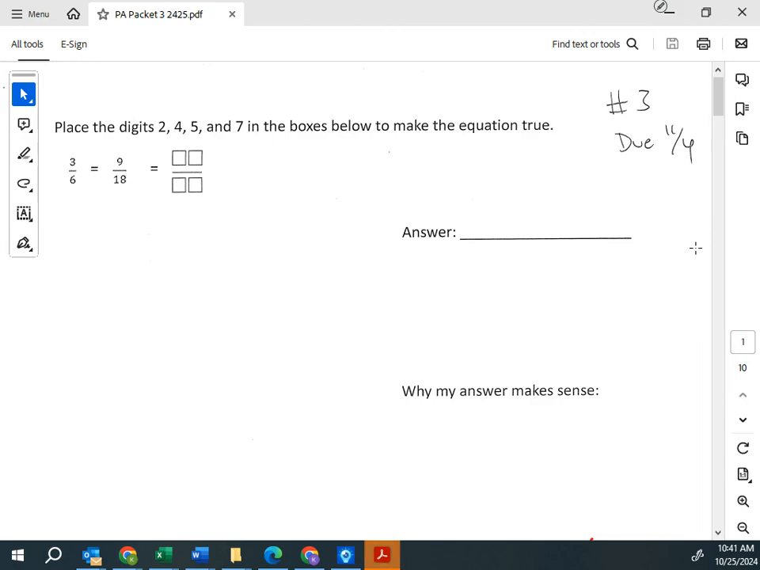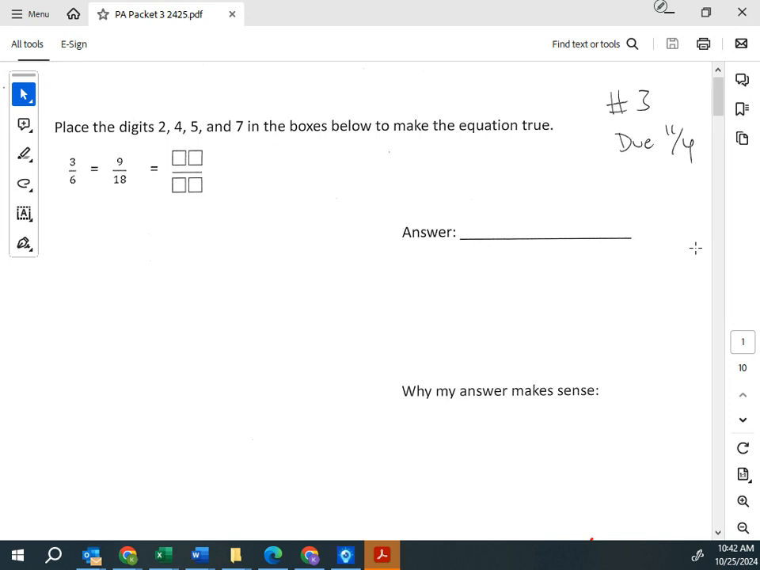Okay. First page, place the digits 2, 4, 5, and 7 in the boxes below to make the equation true. So you can only use each digit one time. You must use all 4 digits. Put them in the boxes to make it a true equation. They need to be balanced. They need to be equivalent fractions.